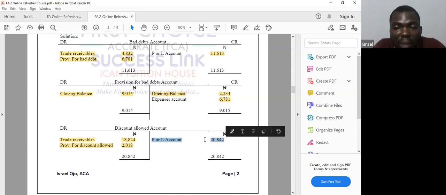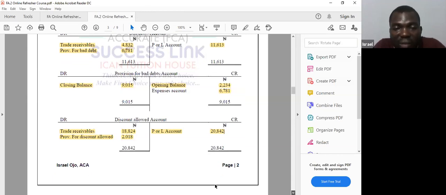The reason why professionals accept this is because it allows them to keep their financial statements neat.